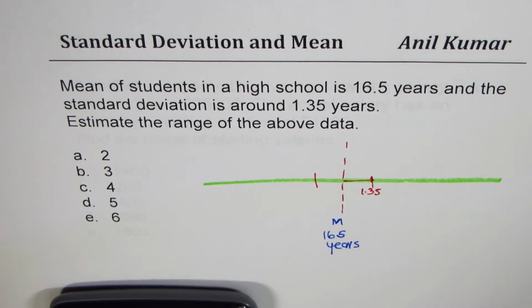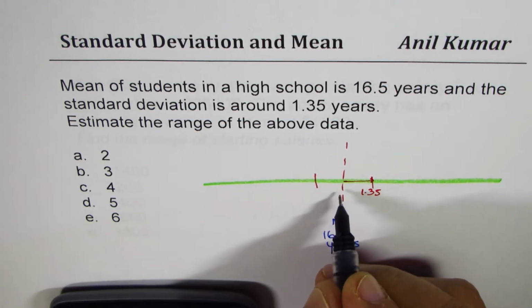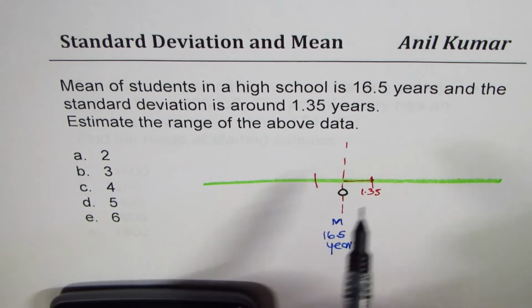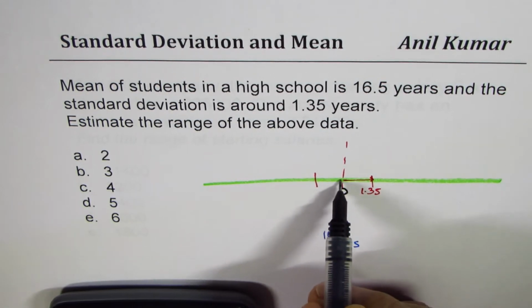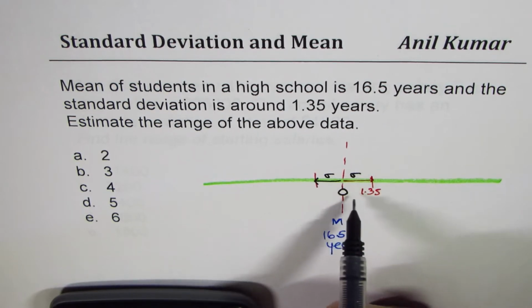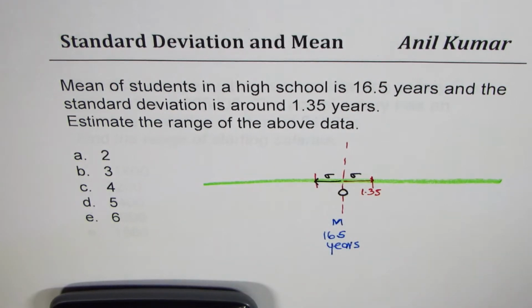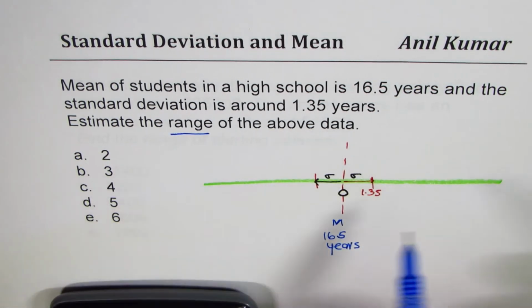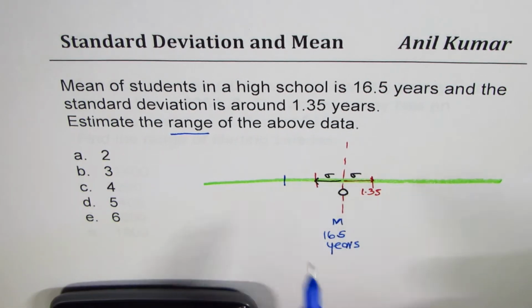Think about this point as the origin, okay? 0. Standard deviation is always positive. It is both sides. Do you see that? Standard deviation of 1.35. So the data should be from where to where? That is what range is. Range is minimum, you can say lower bound and upper bound kind of things, okay?